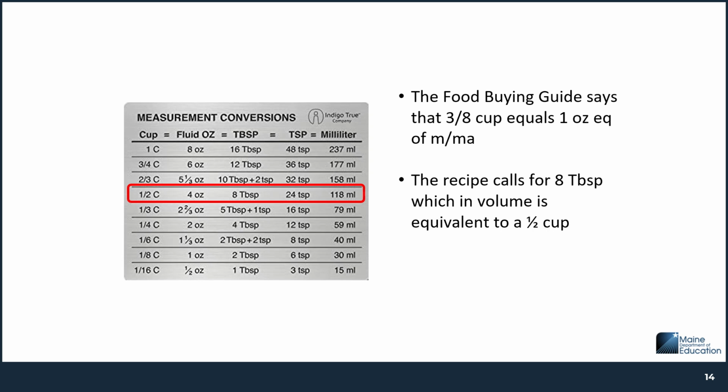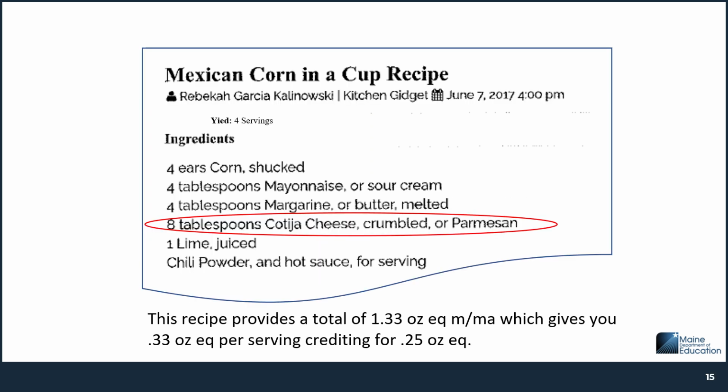So now we take that half a cup, we look at how much we get out of that, and we can determine, based with that information, that this recipe will provide you a total of 1.33 ounce equivalent meat alternate, which gives you 0.33 ounce per serving. But of course, with child nutrition programs, we're never allowed to round up, so we have to round down to 0.25 ounce equivalents of meat alternate in a serving of Mexican corn in a cup.